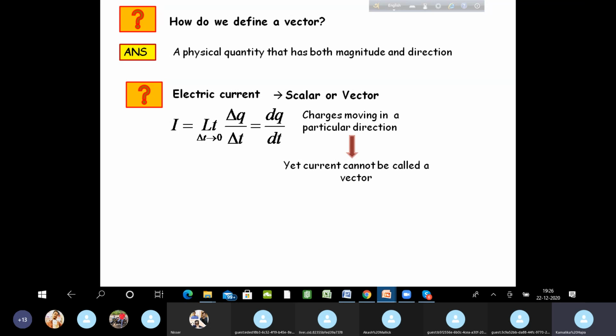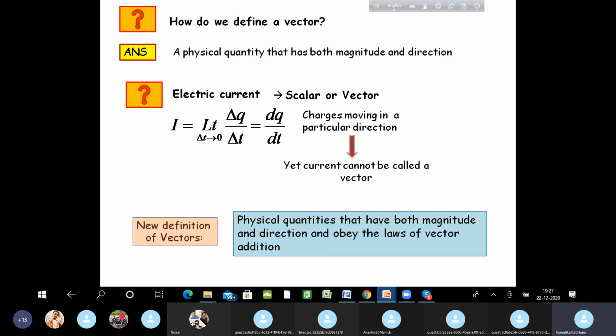This confusion arises because until now the definition that we have known of vectors, a physical quantity that has both magnitude and direction, needs to be modified. Just having a magnitude and direction does not suffice for a physical quantity to be called a vector. If that were the case, then we would have to call electric current a vector too, but we cannot do it. So the new definition of a vector is a physical quantity that of course has both magnitude and direction, and additionally obeys the laws of vector addition.